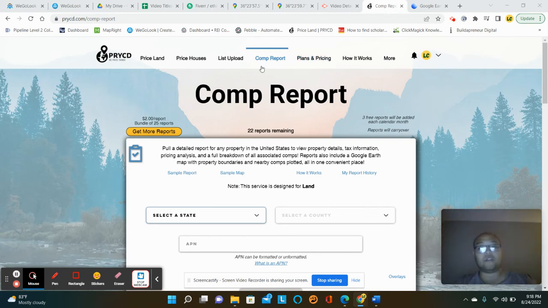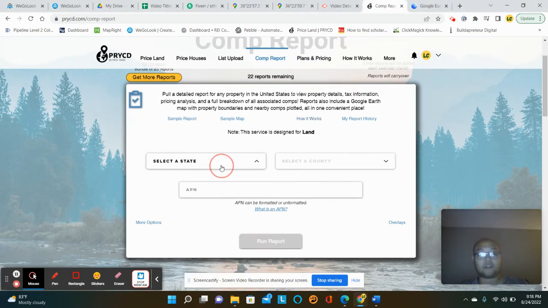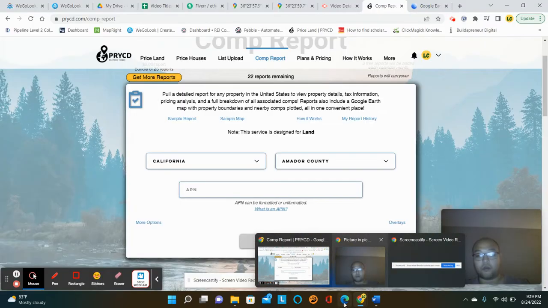But to use this feature, you have to get the monthly payment. I think it's around $30, and they'll give you some analytics stuff. But I'm really going to be talking about the comp report. The way it works is you select whatever place you're looking at, put in the state, county, and the assessor's parcel number over here, and run the report. It'll give you two documents, and I put them in folders for myself on my desktop. Let me show you what it looks like.